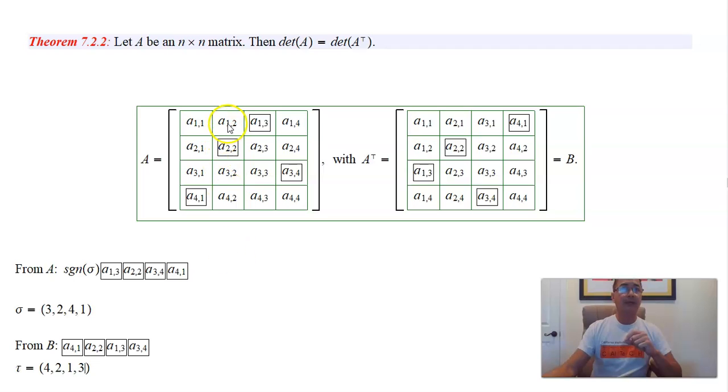Why is this true in general? Well, because of the transpose operation. This was in row 1, column 3. A13 is now in row 3, column 1. So we can think of it as B31, where B is another name for that matrix. And that 3 is sigma of 1, so we can think of it as sigma inverse of 3. Therefore the term that we get from B is exactly the same as we get from A.